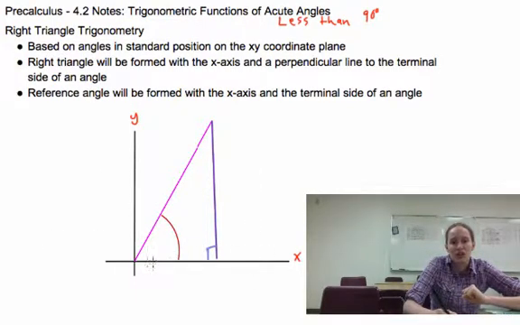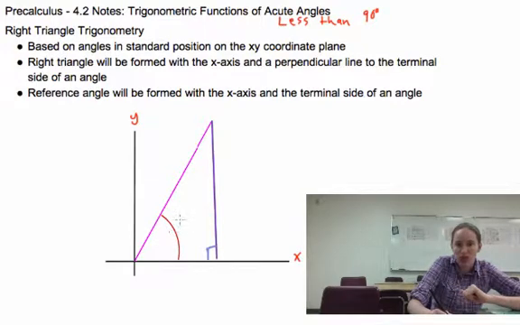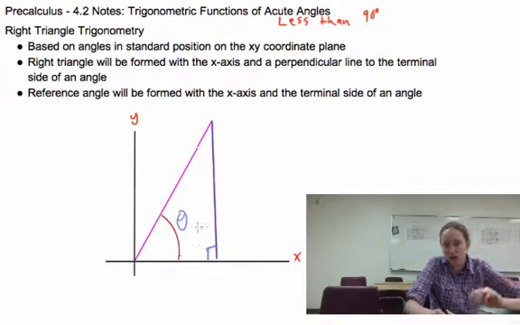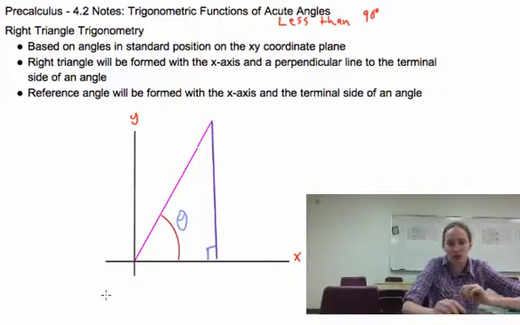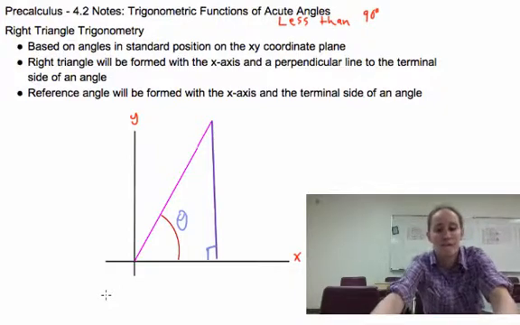So whenever we have it in standard position right here, and it's in the first quadrant, always draw down. Never draw to the left, always draw down. The reference angle will be formed with the x-axis and the terminal side of the angle. So this right here, we use theta a lot to describe angles. This right here is our angle theta. And so it doesn't really matter what theta is, we can find all the parts and we can talk about all of the trig angles related to that.